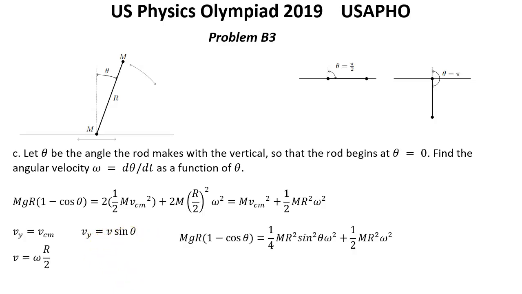And because v equals ω multiplied by r over 2, finally we can put all these three expressions into our first equation, and we will get an equation from which we can express ω squared through the angle θ. That will be this answer. That was the solution for question C.